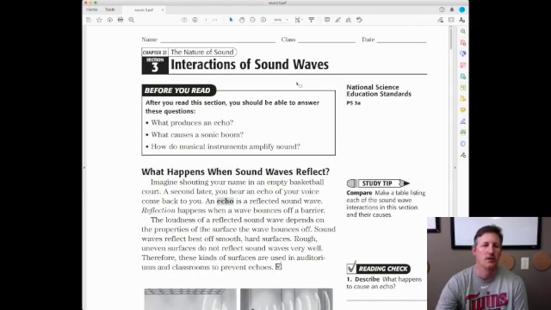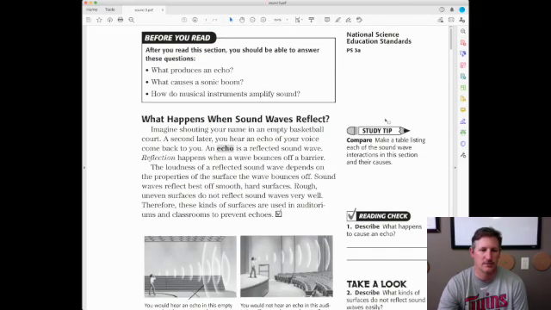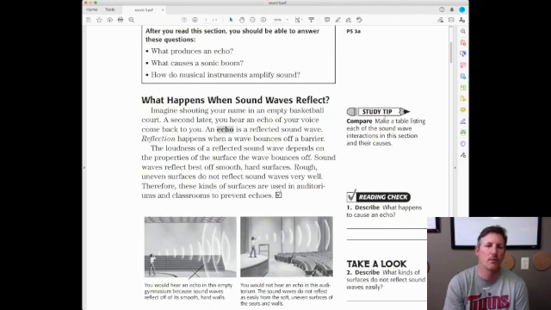The first part we're going to take a look at today is what happens when sound waves reflect. When sound waves reflect, that's called an echo. Imagine shouting your name in an empty basketball court. A second later, you hear an echo of your voice come back to you. An echo is a reflected sound wave.